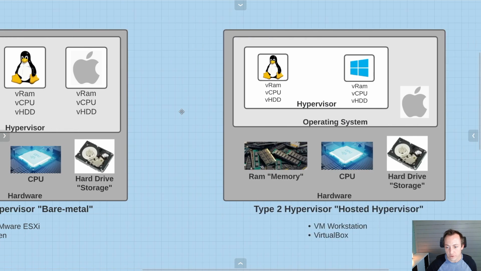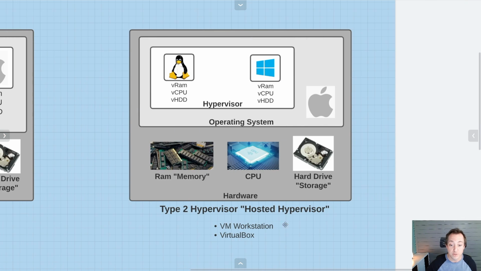If we scroll over to the second one here, a Type 2 hypervisor, also known as a hosted hypervisor. Now, there's some products out there, VMware Workstation, VirtualBox, and others that allow you to have a Type 2 hypervisor. And this is doing the same thing. You've got your physical resources, your RAM, CPU, and hard drive, but you're running an operating system on it. So honestly, where you're going to see this is on your desktop, on your laptop.